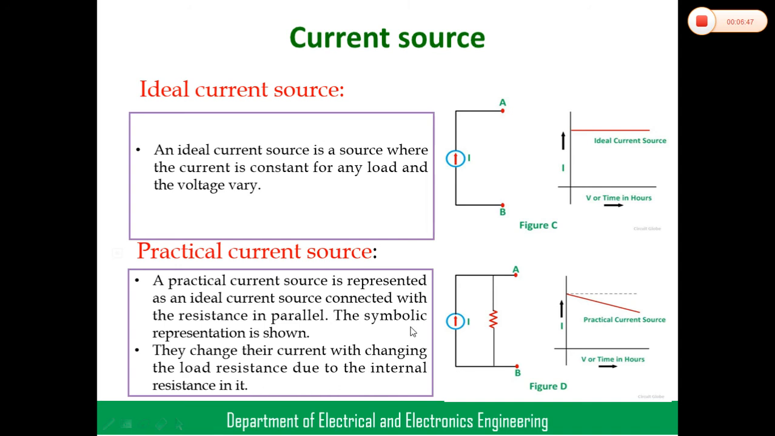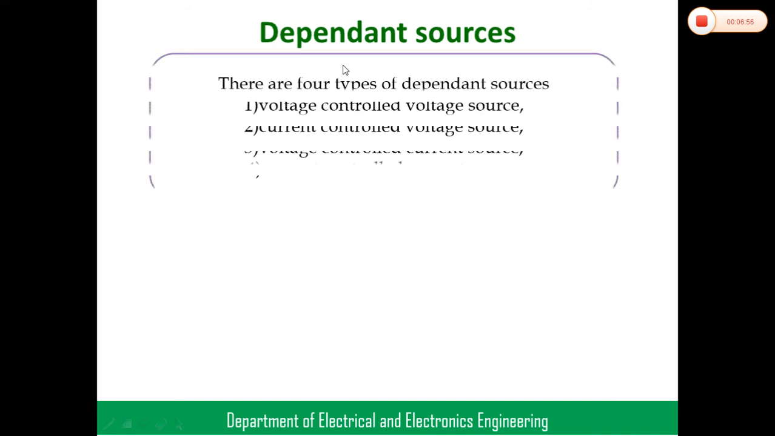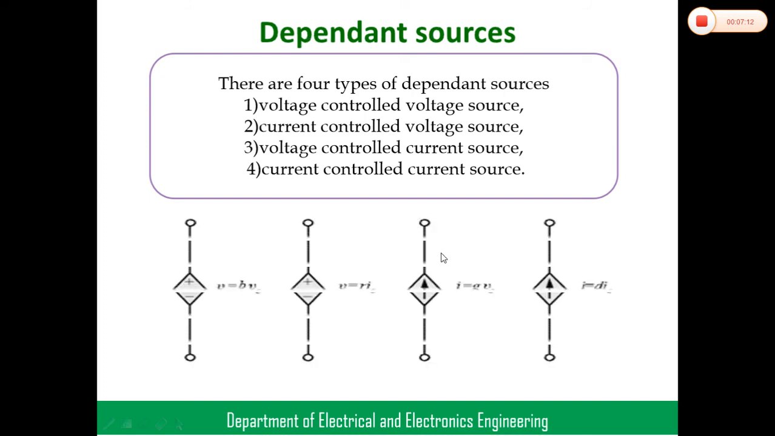Coming to the dependent sources, which I have not mentioned in the classification, here I classified them. There are 4 types of dependent sources: voltage controlled voltage source, current controlled voltage source, voltage controlled current source, and current controlled current source. All these sources are dependent on another parameter. That is why they are called dependent sources. The representations of dependent sources are like this.